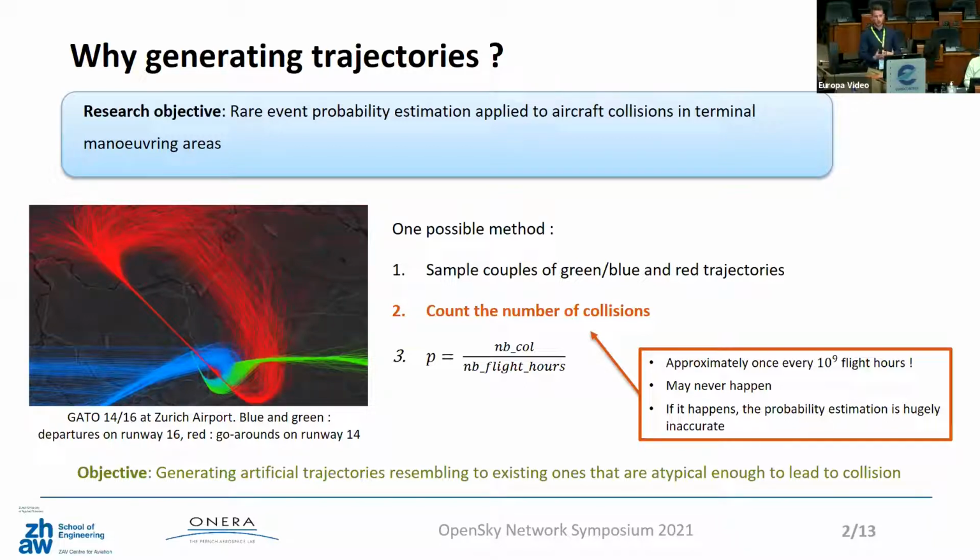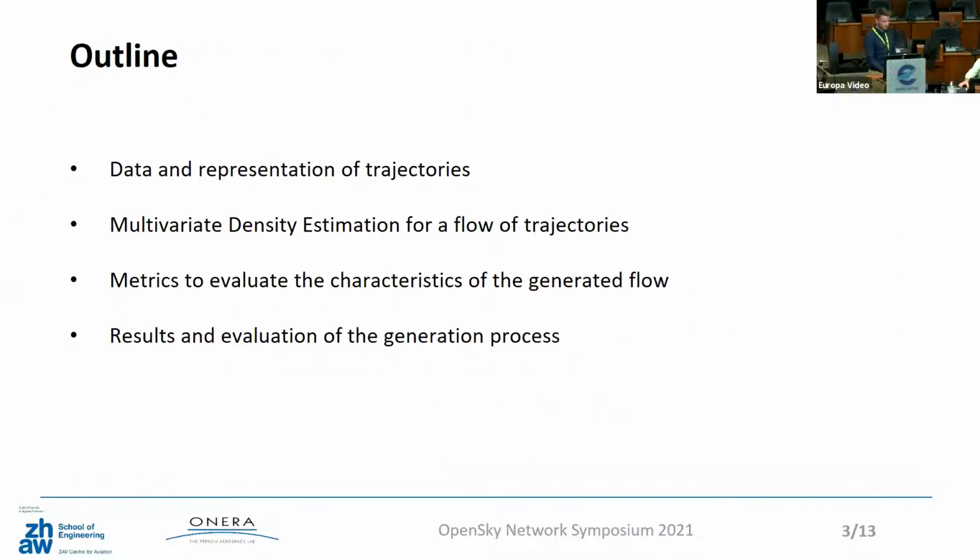One way to avoid this problem is to resort to what we call importance sampling. In our case, it is just generating artificial trajectories that closely resemble existing ones, but that are atypical enough to lead to collisions. In that way, we could observe more collisions and have a better estimation of the desired probability.